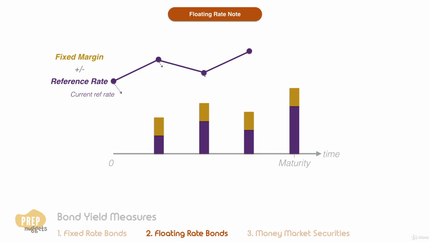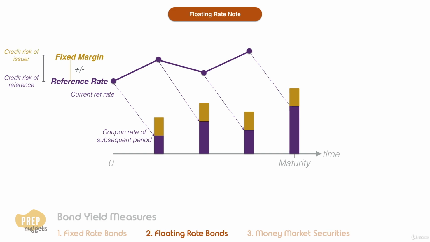Notice that the current reference rate is used to set the coupon rate for the subsequent payment. We say that interest is paid in arrears. The margin is fixed based on the credit risk of the issuer, relative to the credit risk of the reference rate instrument at issuance. This margin that is fixed at issuance is called the quoted margin.